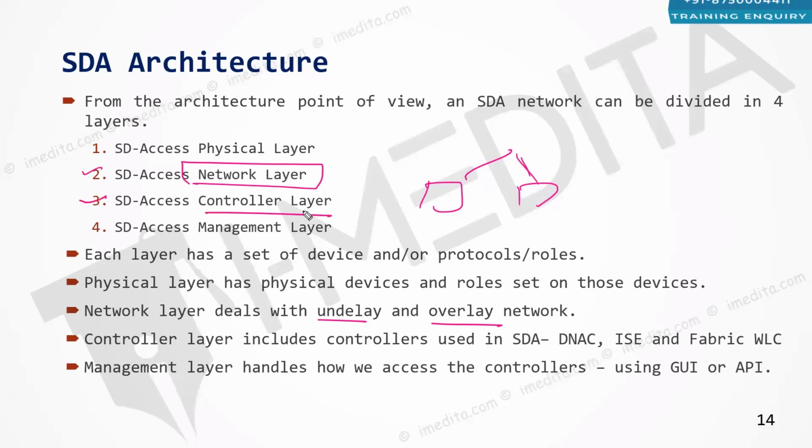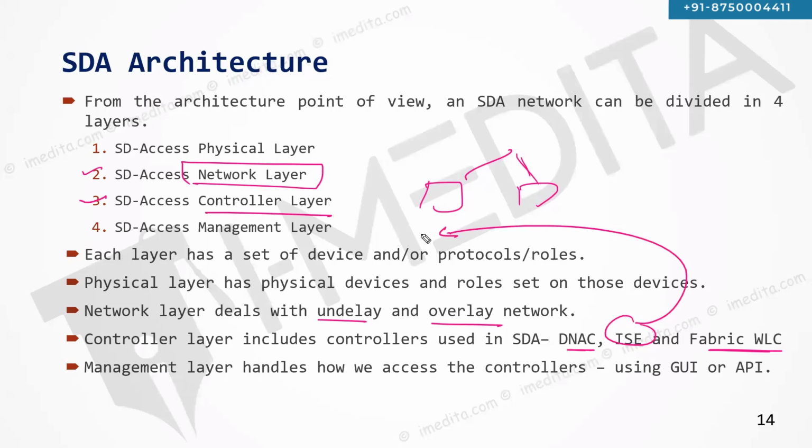Controller layer is basically the SDA control. Whatever controllers that we use in the SDA network. Controllers such as, for example, DNA Center, controllers such as, for example, wireless LAN controller. ISE is basically part of the physical layer, but they also include it in the controller layer. So controller layer includes the controllers that we use in the SDA infrastructure.